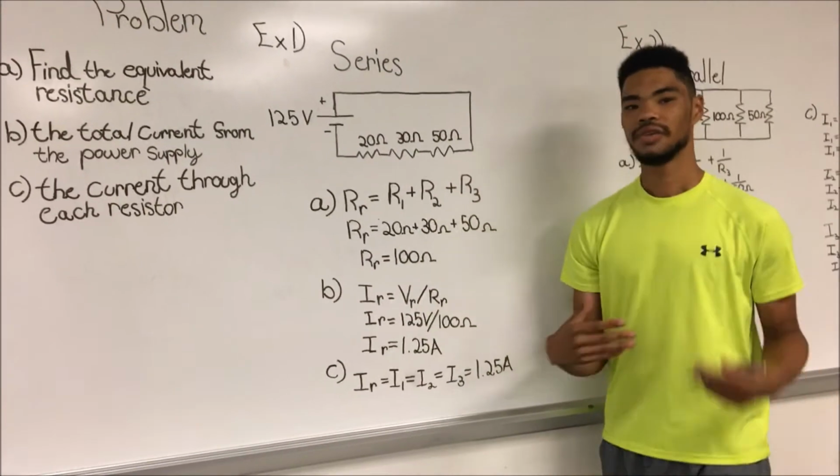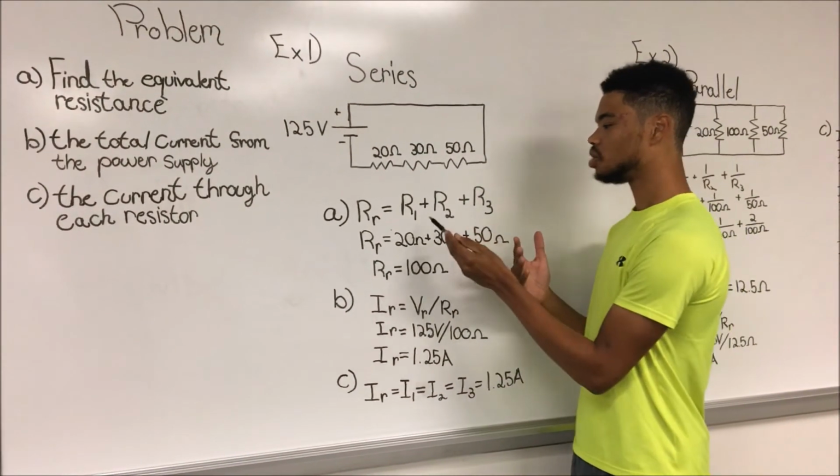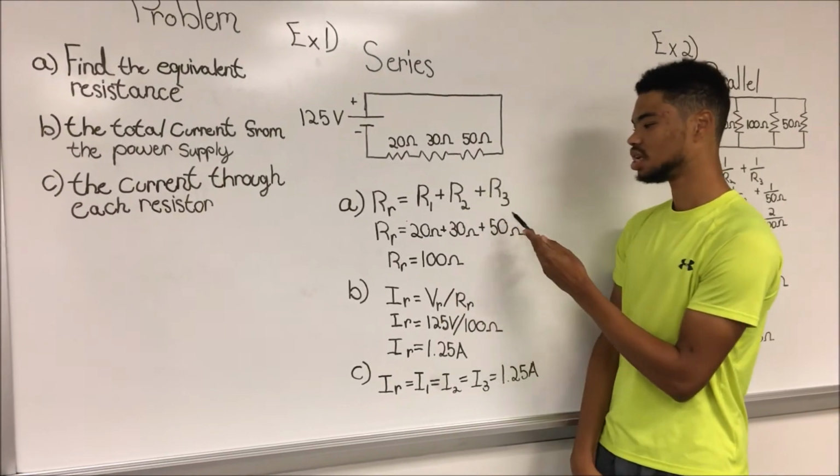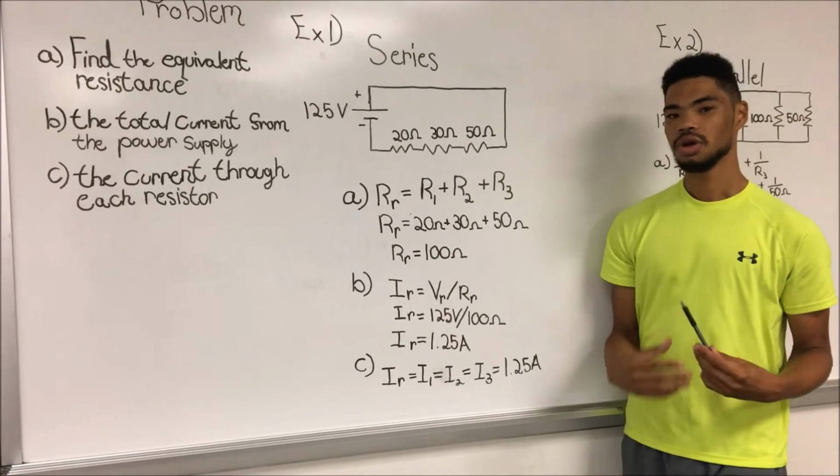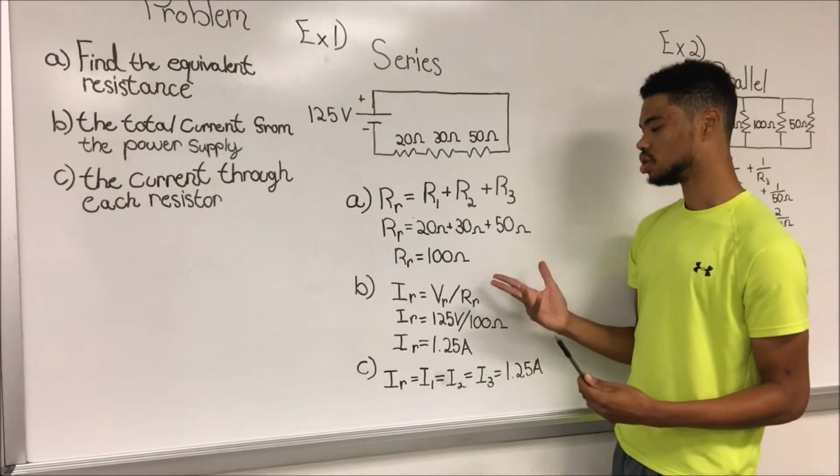To find the total resistance, you do resistor 1 plus resistor 2 plus resistor 3, which equals 20 ohms plus 30 ohms plus 50 ohms. The total resistance equals 100 ohms.